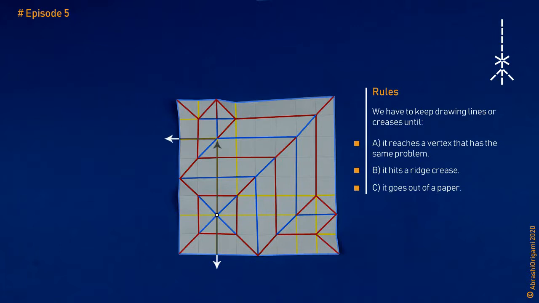It flips over its direction after having hit the ridge crease and then goes out of the paper. And this is it. The only thing left to be done is to define the orientation for these two creases. It's easy with the crease that went down. The first segment has to be a mountain and the second a valley.